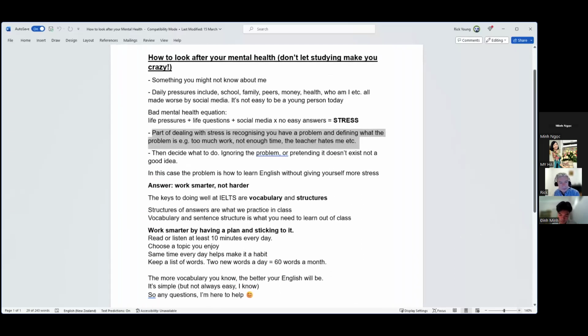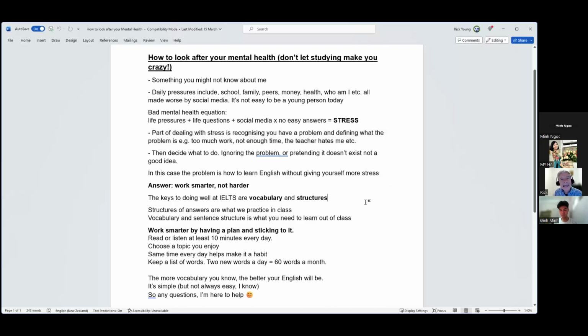So part of dealing with stress is recognizing you have a problem and defining what the problem is, e.g., too much work, not enough time, the teacher hates me, or etc. Okay, this is pronounced etc. Ming Nok, okay, yes. It just means and so on. It literally means and so on. So not enough time, too much work, the teacher hates me, I'm not feeling well, etc. Okay, and so on and so on. All right. Thank you, Ming Nok, for reading for me.